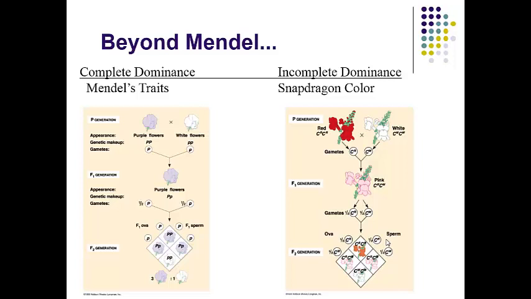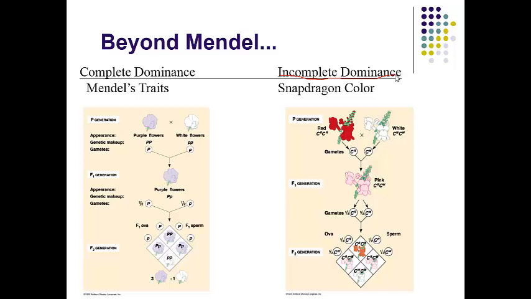All of Mendel's traits that he studied, they all showed complete dominance. With the heterozygote, the one allele was dominant over the other allele. This doesn't always take place. Our first example here is called incomplete dominance. And with incomplete dominance, what's going to happen is the heterozygote is going to be a blend of the two parents.